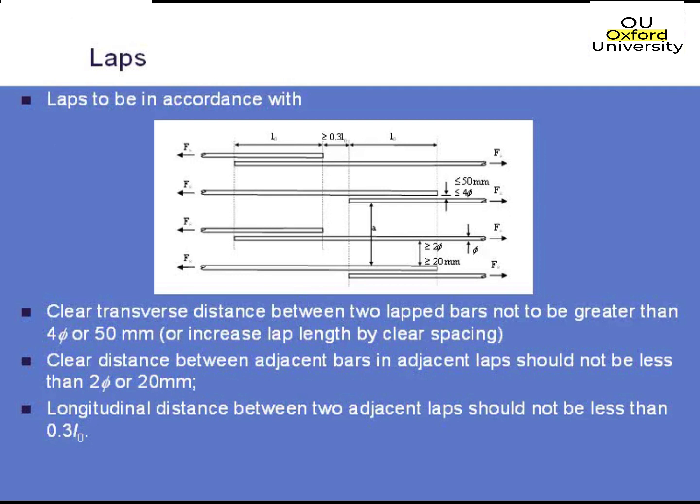So if you exceed that distance, you have to increase the lap length by the same amount. You also have to make sure that the clear distance between adjacent bars and adjacent laps isn't less than 2 times the bar diameter, or 20 millimeters. Basically, that's just saying don't put your bars too close to each other. And finally, you have to make sure that the longitudinal distance between 2 adjacent laps isn't less than 0.3 times the L0. That's basically saying you should have staggered laps, and that's what is considered to be a staggered lap.